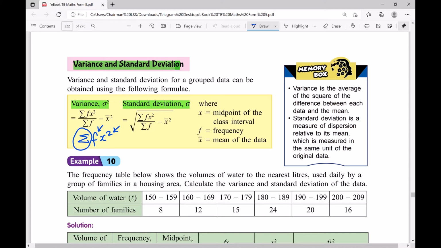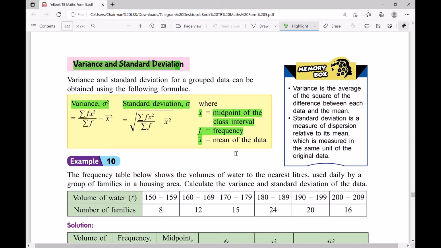Some of you have done it wrongly. You are confused with this symbol. Okay, so we will look back to refresh your memory. You have to look at here. X, what is X? X is for group data, because you're using class. You have to use the midpoint of the class interval. F, of course, is the frequency.